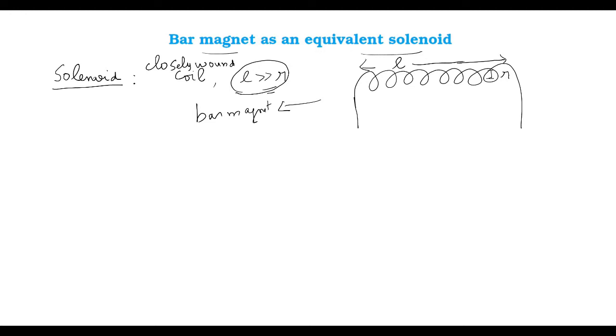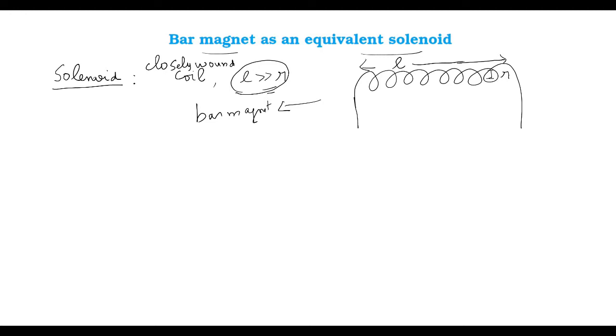One experimental verification is this: you suspend a current carrying solenoid by a support, then the axis of the solenoid will turn north-south, just like a bar magnet turns. A solenoid, when it carries current, also aligns in the north-south direction when suspended.